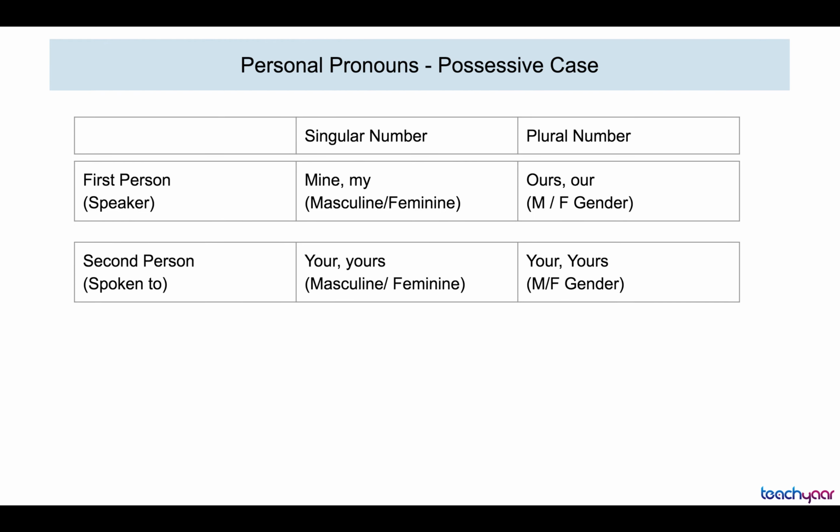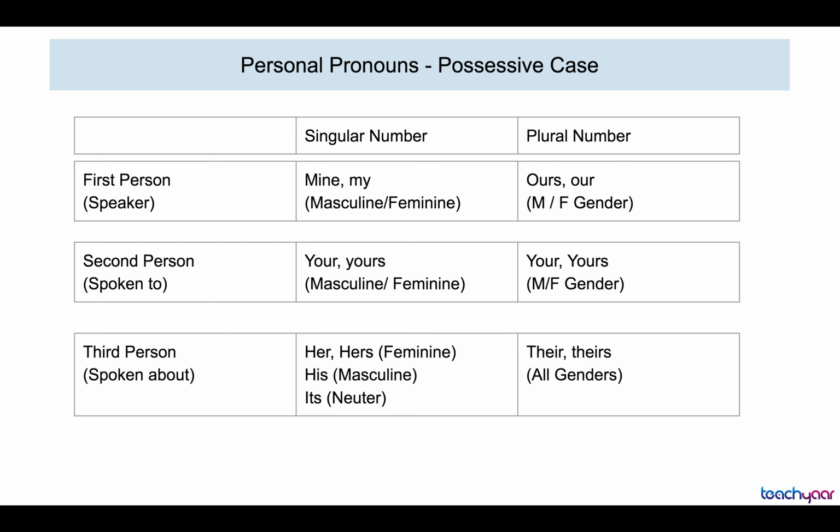Second person, the person you are talking to. So if I use the same sentence, or I say the bag, this book or this bag is yours. This is your bag. So we have your and yours. And we have the same repetition, your and yours, if it is plural.